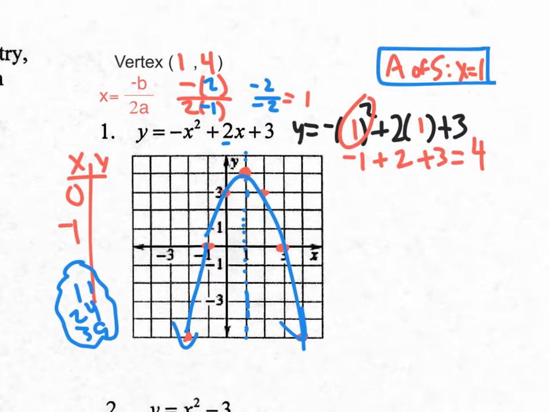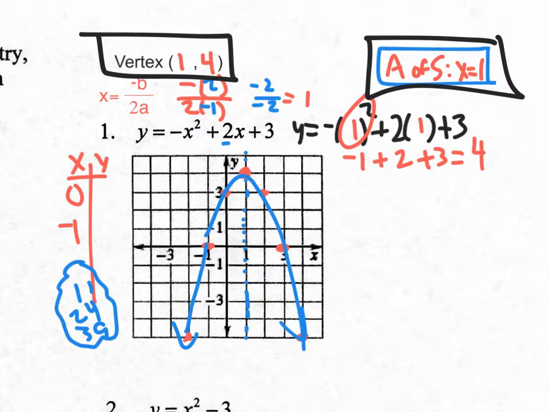And you know what? There was another thing that was missing on the previous question. It asks us on our instructions for the vertex. We found the vertex. The vertex was 1, 4. It asks us for the axis of symmetry equation. We got that. It asks us for, what else? For us to graph it.